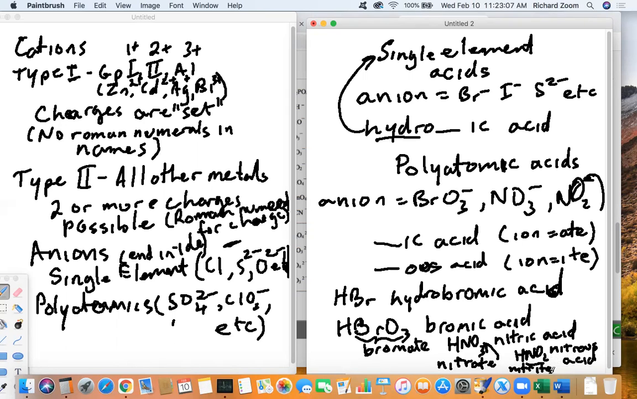Does anybody have any questions? The acids are probably the hardest ones to name because you have to remember the difference between single element acids with the hydro out the front, and then the polyatomic acids, which have to do with what they're named. So ate goes to ic acid and ite goes to us acid. Anybody have any questions?